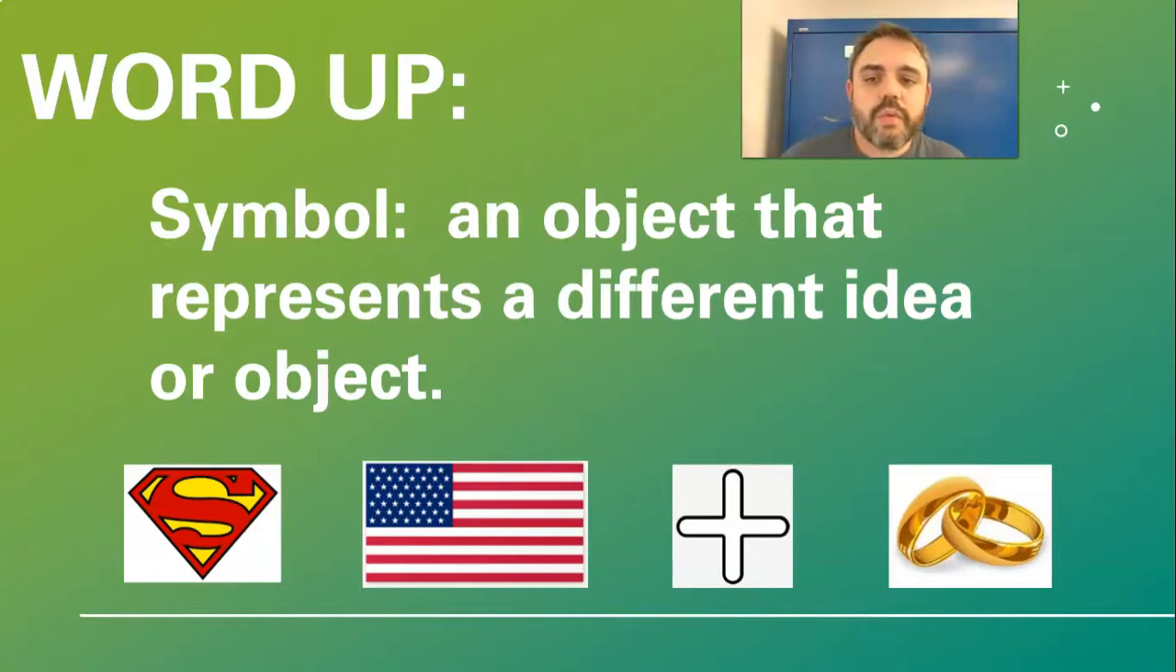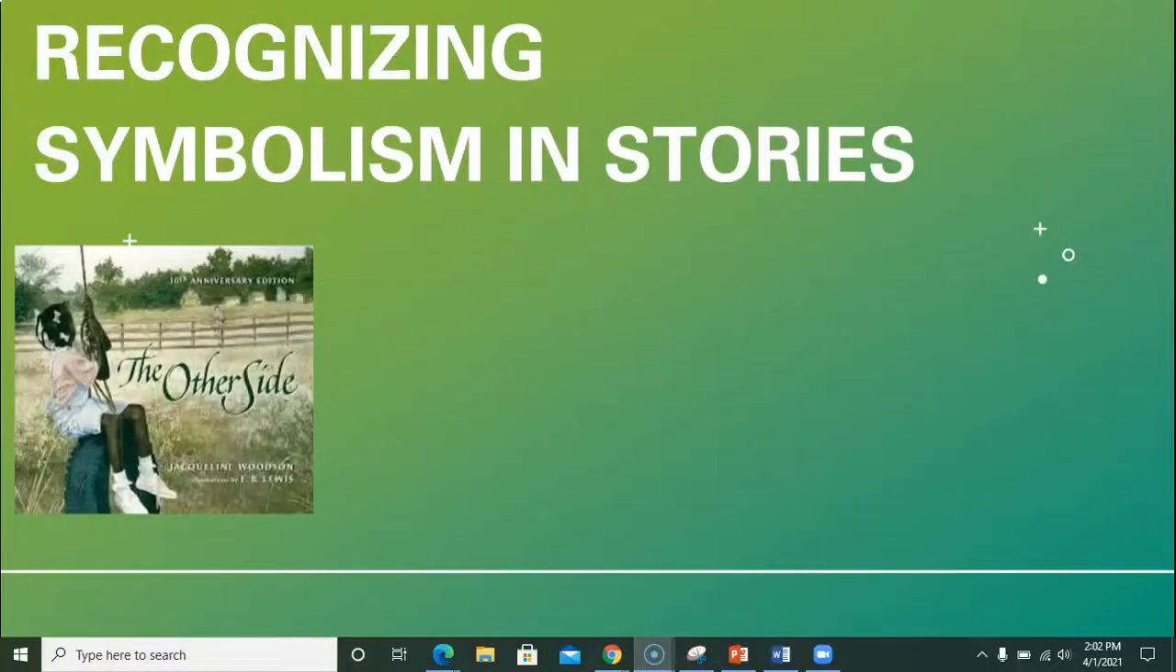So let's look at some examples from our read alouds that have had some symbolism in them, so we can really understand how authors use this very important tool. First example of learning how to recognize symbols in stories is one of our books that we read way back in August. We're talking about The Other Side. You can see the cover on your screen. Hopefully you're thinking way back to that time.